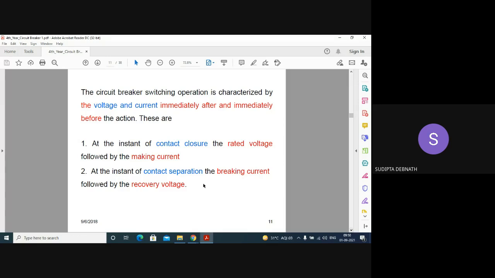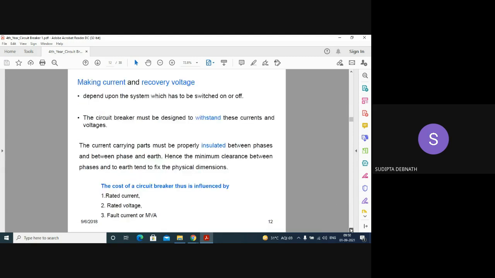So recovery voltage is the voltage across the circuit breaker contacts when the contacts are separated. You know, a circuit breaker basically has two contacts: one is a fixed contact, another is a moving contact. During a fault, when it gets the signal from the relay, the moving contact separates from the fixed contact. Now, we just go through these things.